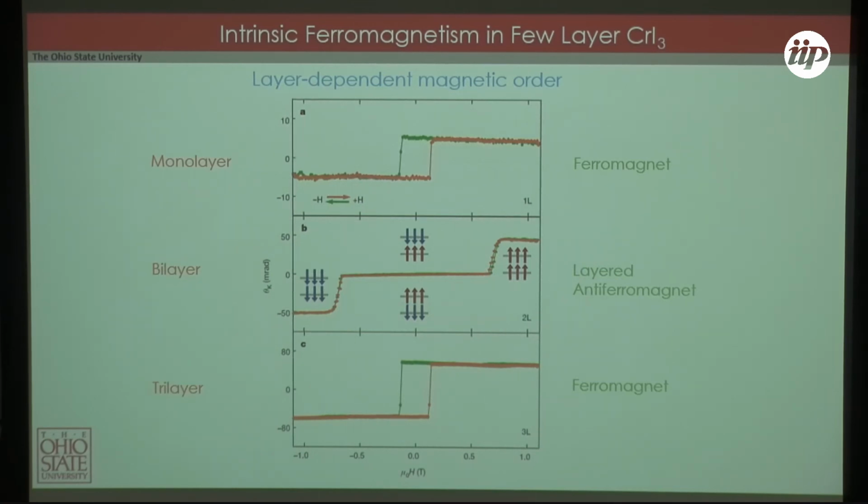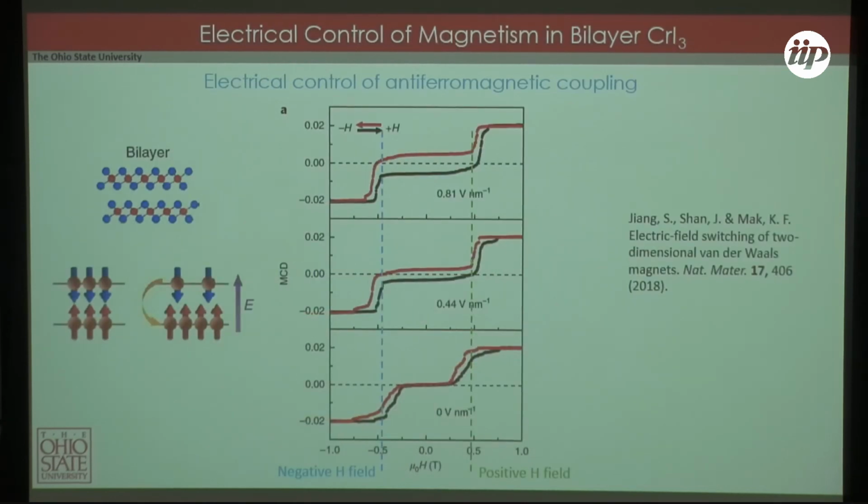Okay, and then what can you do with this? Quite a number of things. One of the things that was done was electrical control of the magnetic ordering, especially controlling this layered antiferromagnetic coupling. Was this ionic liquid? Do you know? I can't remember if it was ionic liquid or if it was, no, it's not? Silicon oxide, okay.